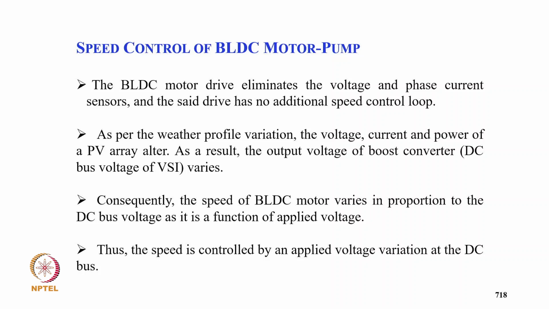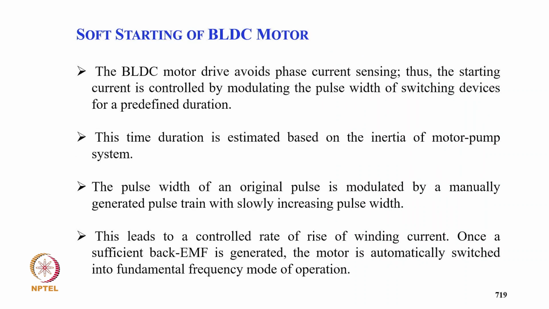As a result, the output voltage of the boost converter varies. Consequently, the speed of the BLDC motor varies in proportion to the DC voltage, as speed is a function of applied voltage, and thus the speed is controlled by the applied voltage variation at the DC bus.